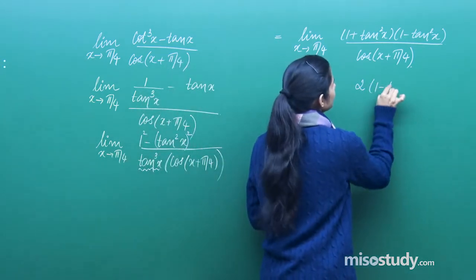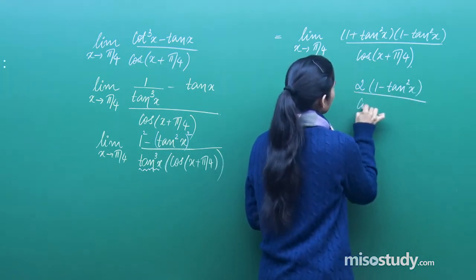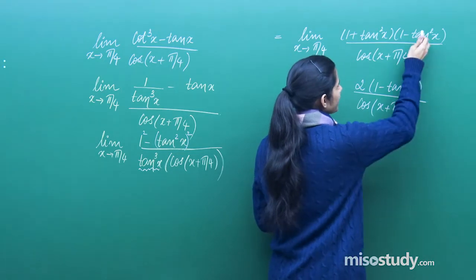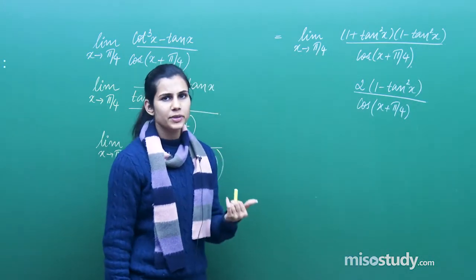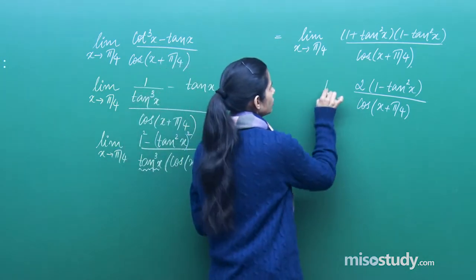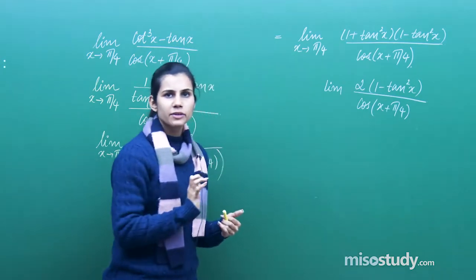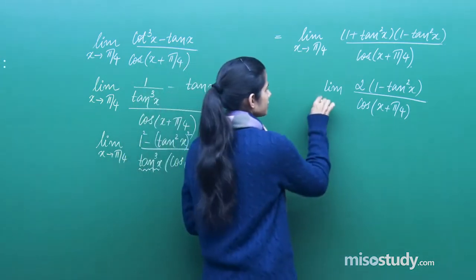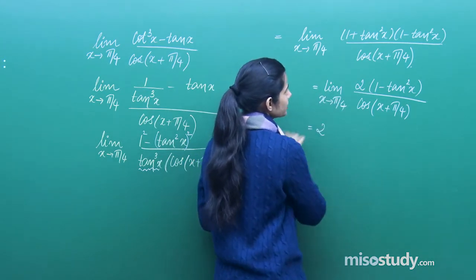This will be 1 minus tan square x whole upon cos of x plus pi by 4. I am not applying x equals pi by 4 over here because this is going to give me 0, and 0 by 0 form is something I am not interested in. So I have applied the limit to the other expression deliberately because that is not giving me 0, it is giving me a number, that is 2, which I can always take out of the limit. So this will be twice of.